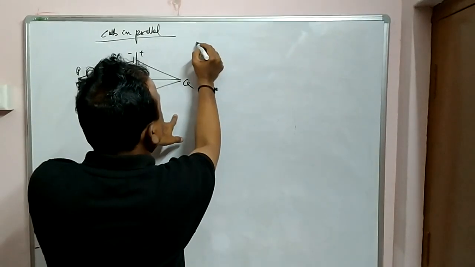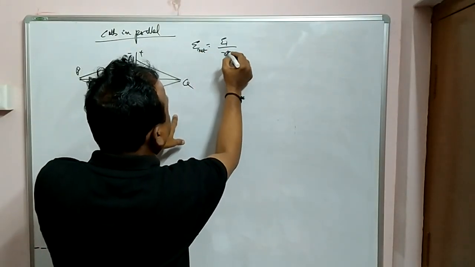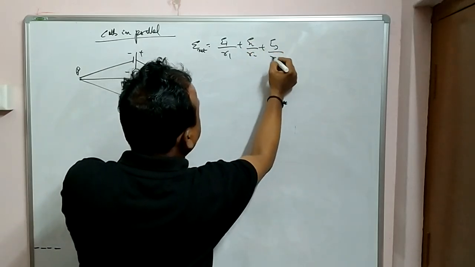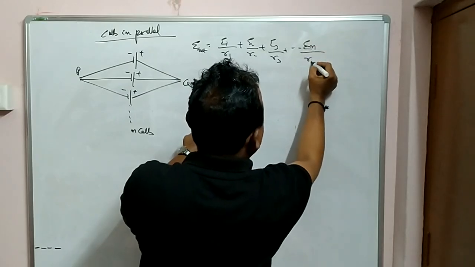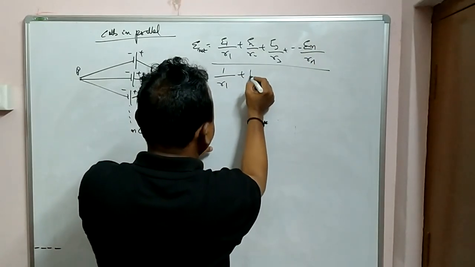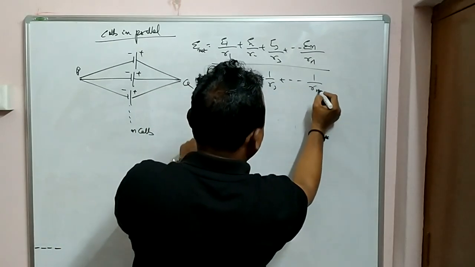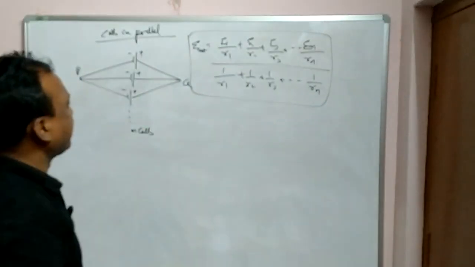In this case, the effective EMF is E1 by R1 plus E2 by R2 plus E3 by R3 plus dot dot dot En by Rn, divided by the sum of 1 by R1 plus 1 by R2 plus 1 by R3 plus dot dot dot 1 by Rn. So this is the formula for effective EMF in parallel connection.